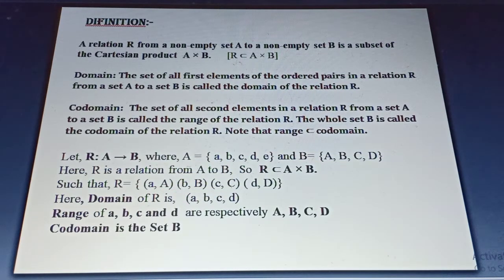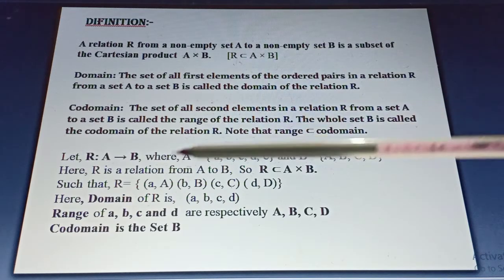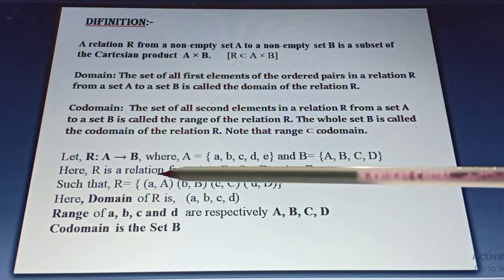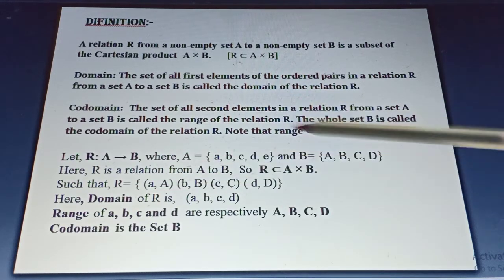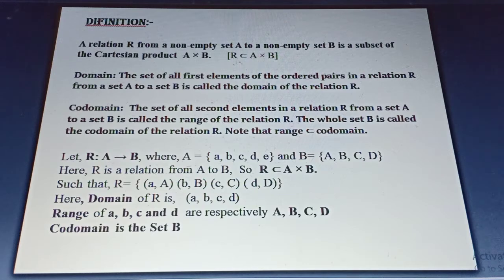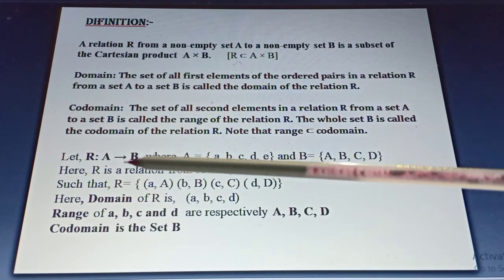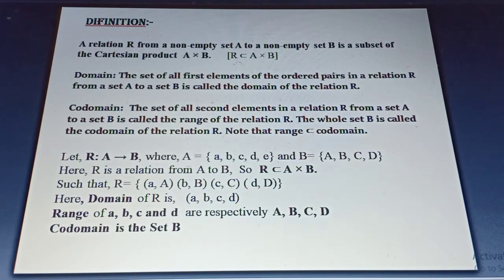In this set R, the domain is the first element, as I have already discussed. Range will be capital A, B, C, D, and codomain will be the set B. So students, I hope all of you understood the basic concept of relation and how to get its domain, range and codomain.